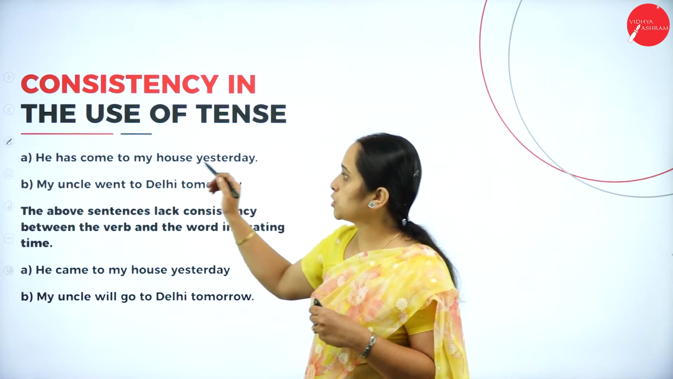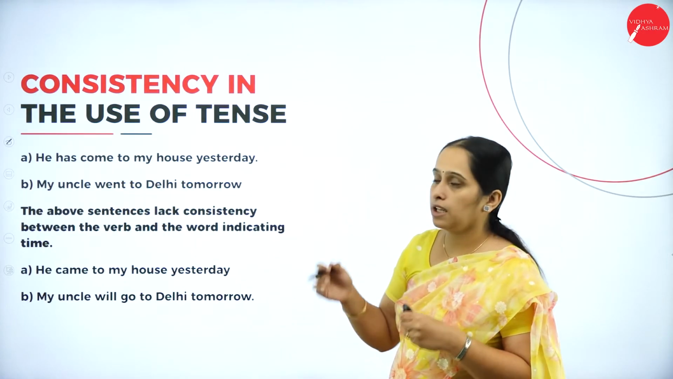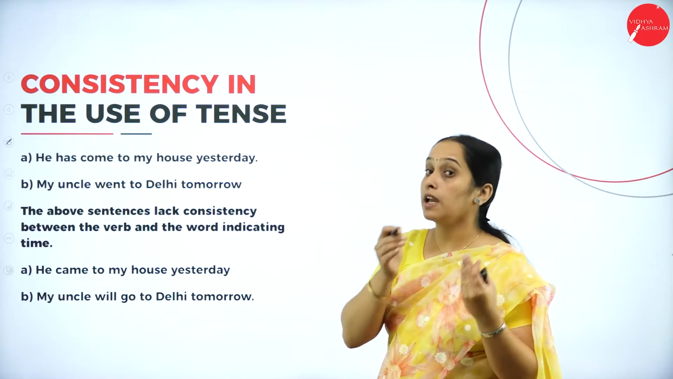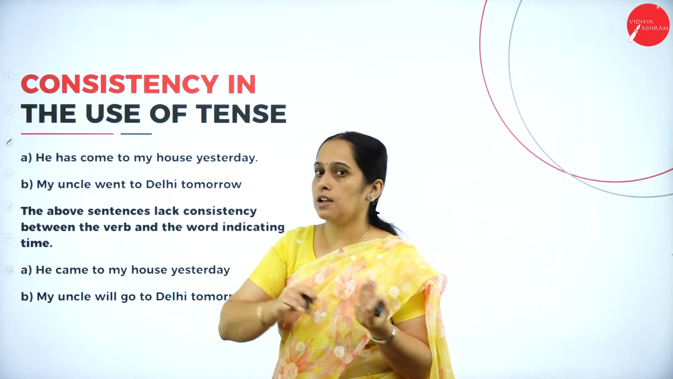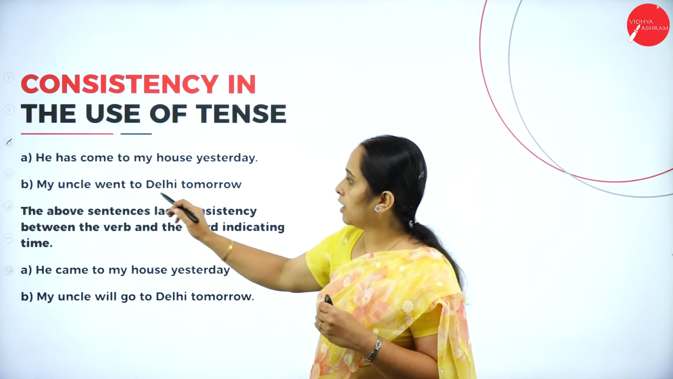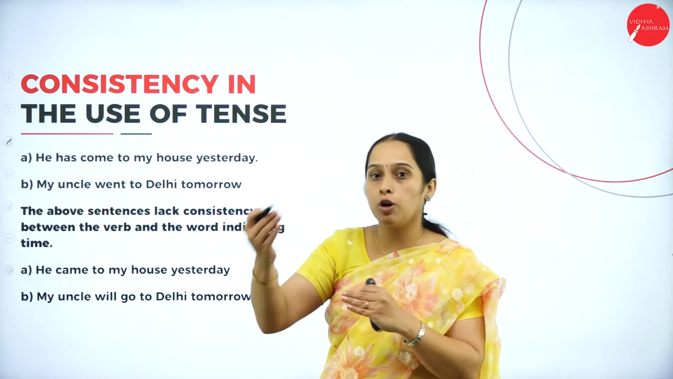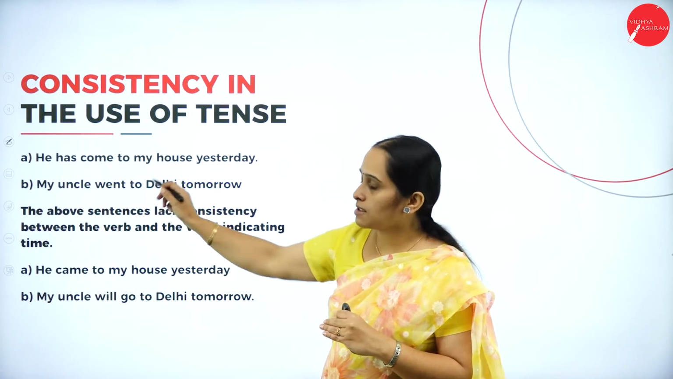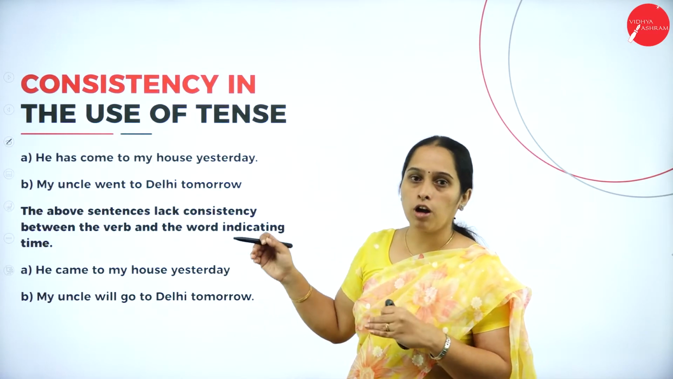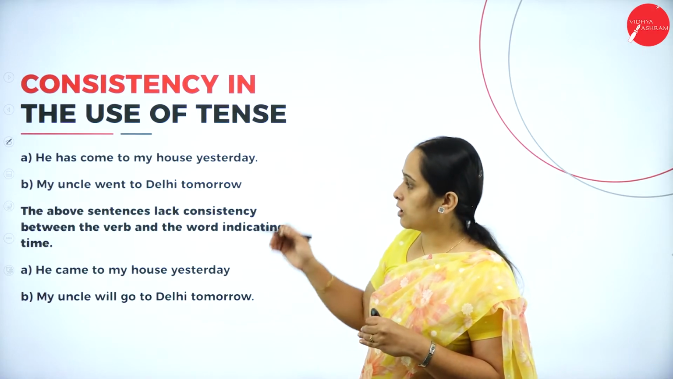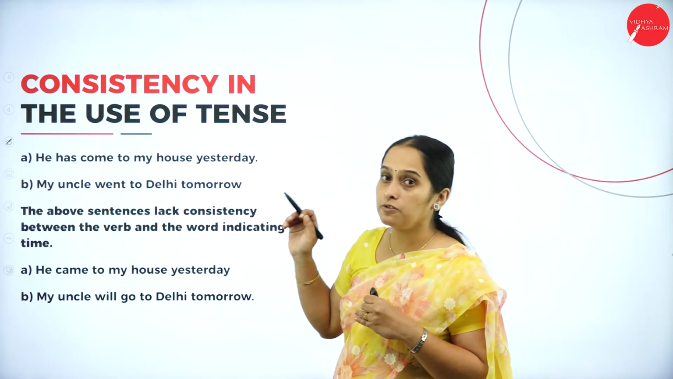He has come to my house yesterday. Yesterday is already past. Next, my uncle went to Delhi tomorrow. Went is already past and tomorrow is a future for us. So these two sentences will not make sense, right? Let's see what mistake we have made here.